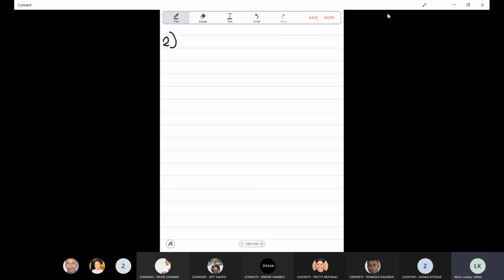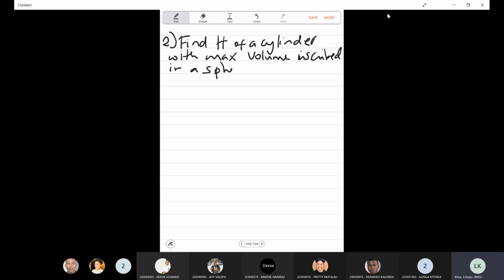We are told to determine, or to find, the height of a cylinder that has a maximum volume. This is inscribed in a sphere. So it's made from a sphere that has a radius capital R.